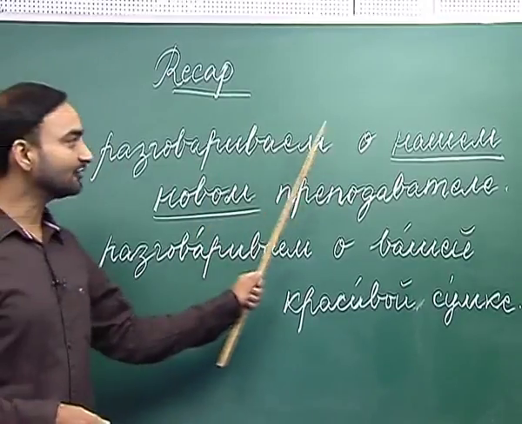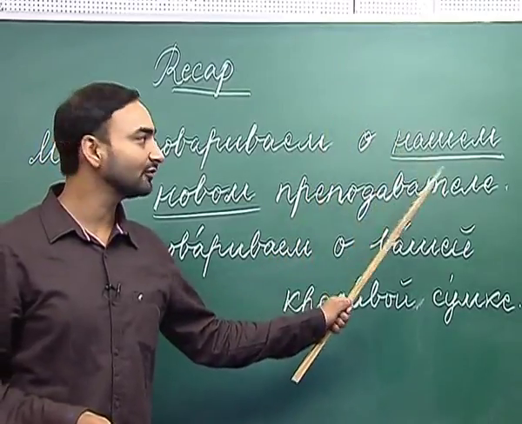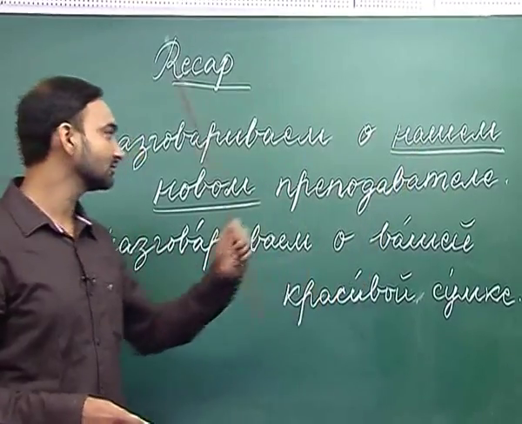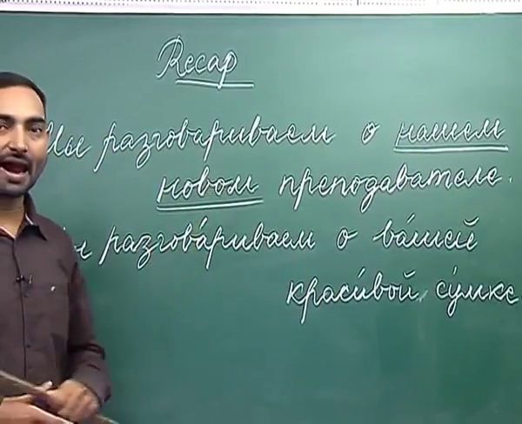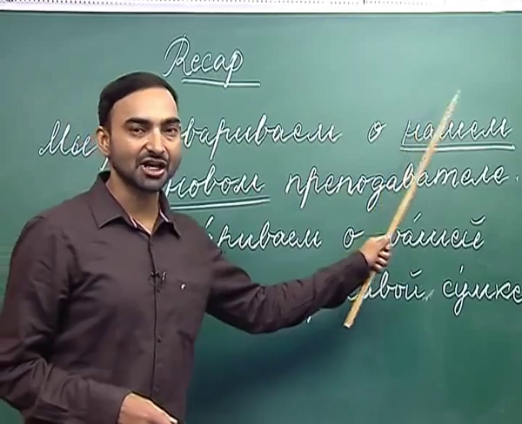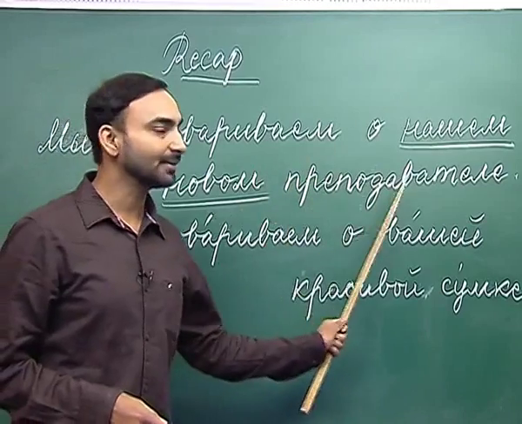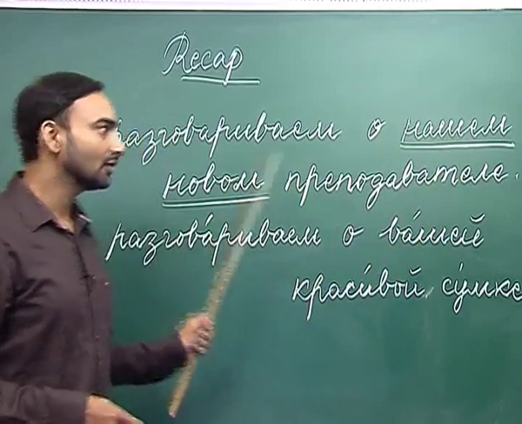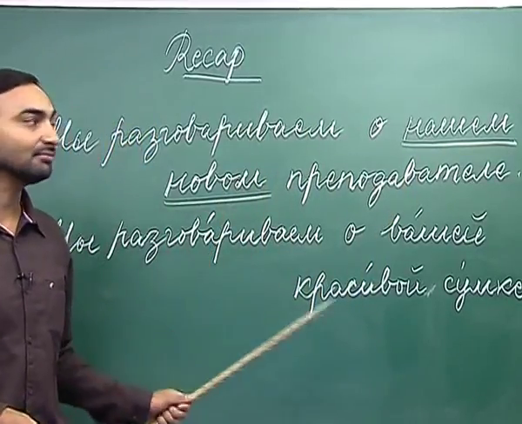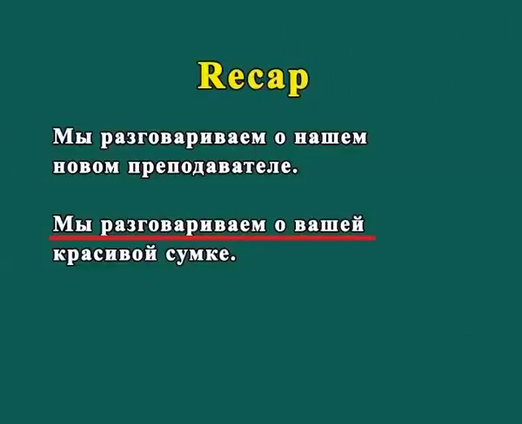As you can see, after this preposition о, we have used the prepositional case form of these three components. Наш is a possessive pronoun, новый is a singular adjective, and преподаватель is the noun. Наш has become нашем, новый has become новом, and преподаватель has become преподавателе. So, наш, новый, преподаватель in the nominative case has become нашем, новом, преподавателе in the prepositional case. Let us move on to the next sentence.